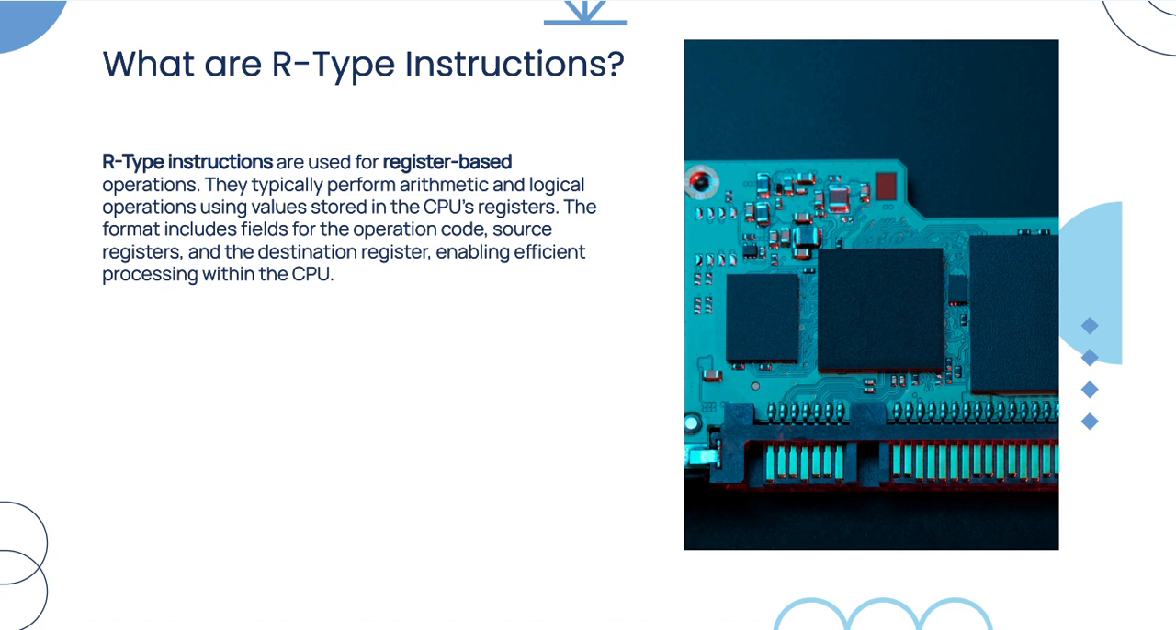So, the first type is R-type instruction. What are R-type instructions? R-type instructions are used for register-based operations. They typically perform arithmetic and logical operations. This format includes fields for the operation code, source register, and destination register. These registers mainly perform arithmetic operations like addition and subtraction.